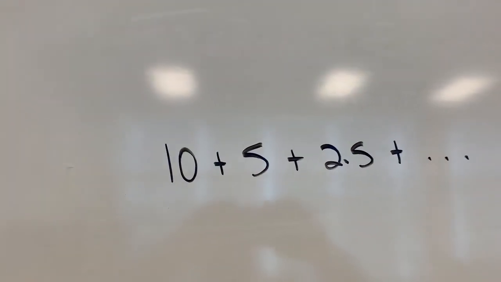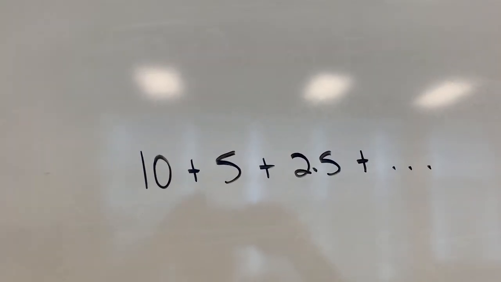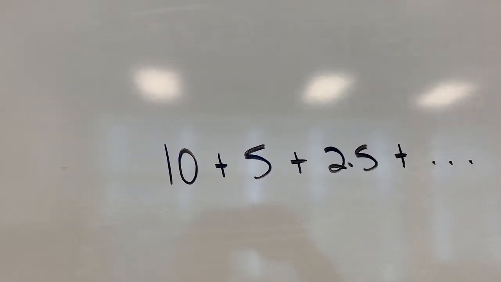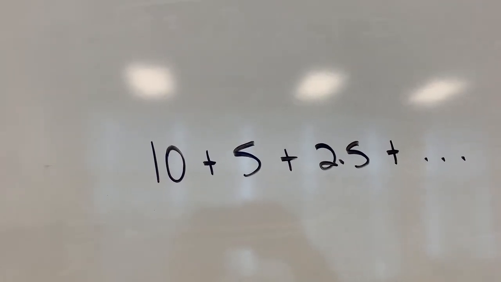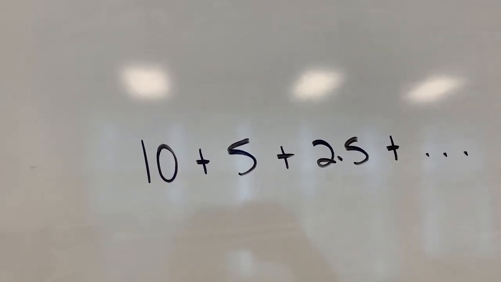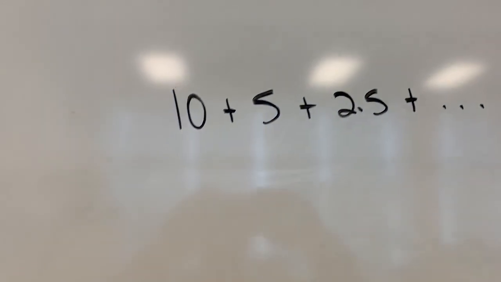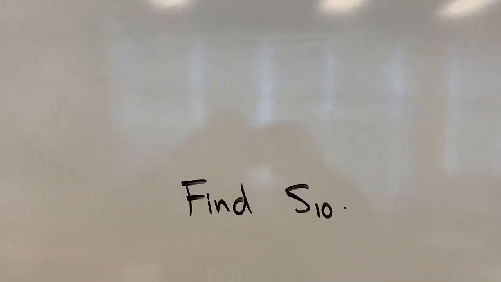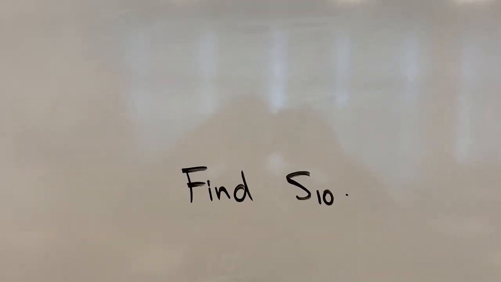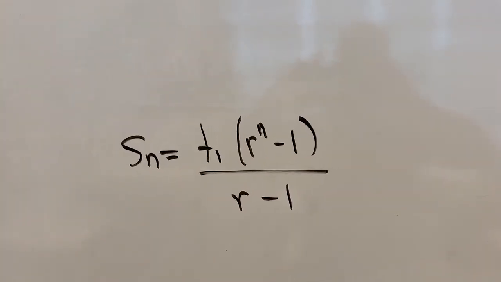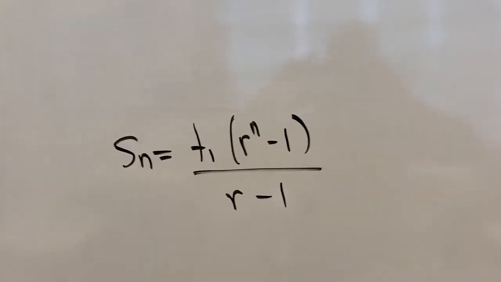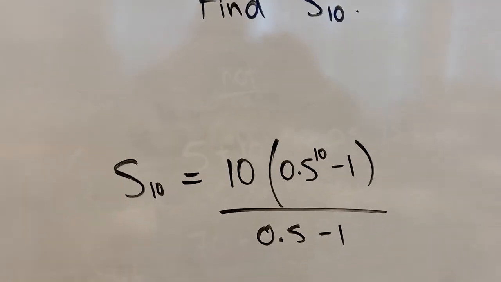Now here is another geometric series. I can see that it's geometric because it's multiplying by a common ratio every time. In this case, the common ratio happens to be a half. So just as a review from last lesson, if I was asked to find S10, probably the smartest formula to use would be this guy off your formula sheet. We have term 1, we have the ratio, we have n is 10, so I just substitute those values in.